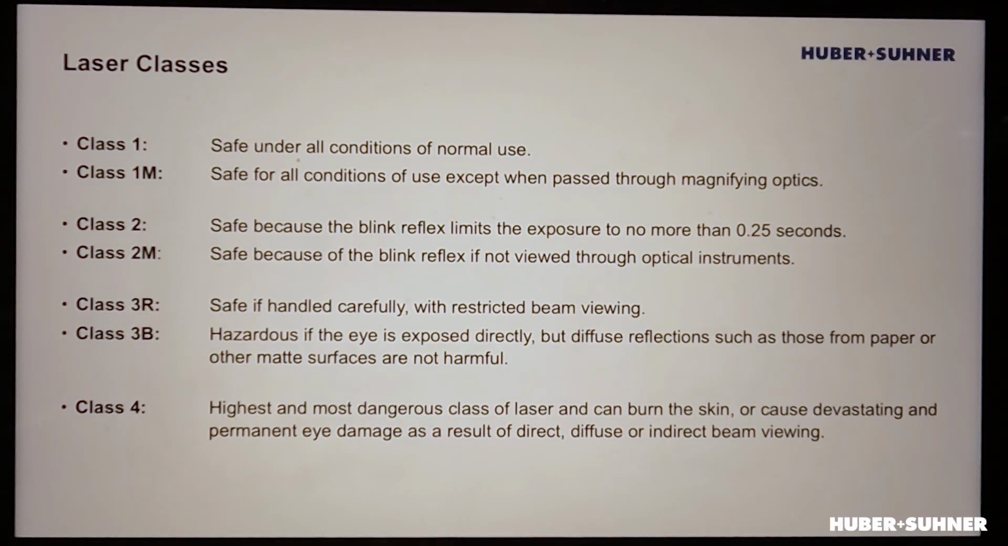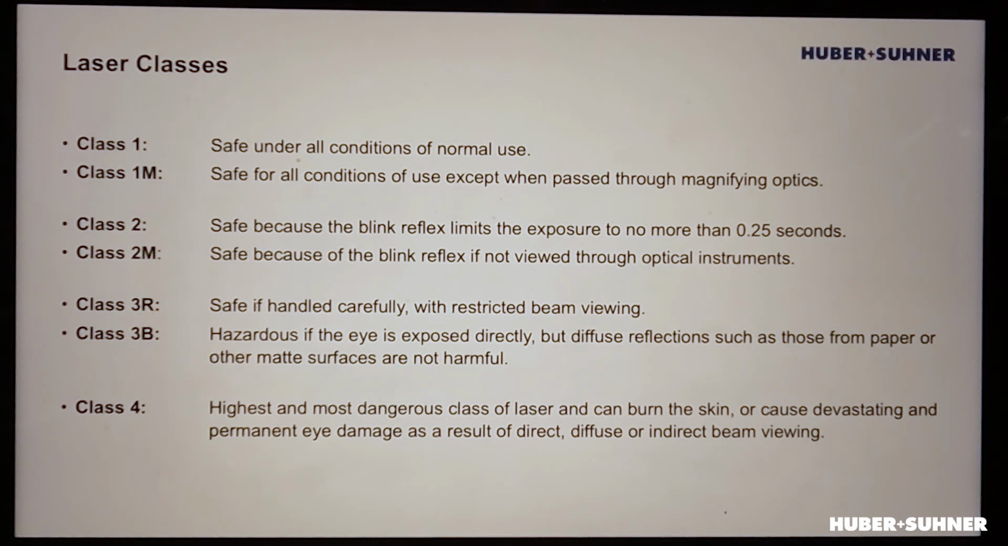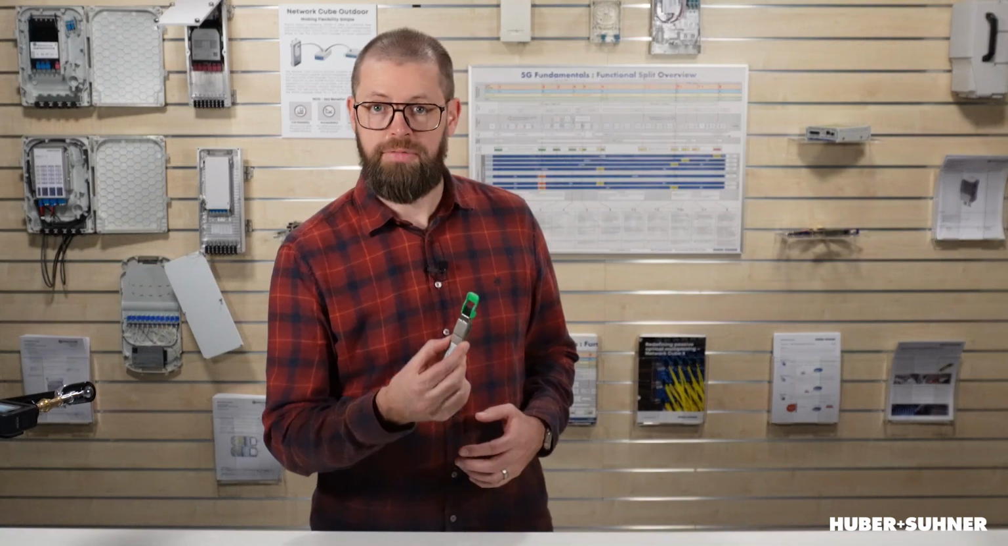Now, the lasers themselves, we've got different classifications. Basically, you can say that classes 1 and 2 are relatively safe unless being used in conjunction with optical instruments. However, classes 3 and 4 are the classes that can very easily leave permanent damage to the retina, and class 4 even to the skin itself. Now, the good thing is that the transceivers that we're using in our optical networks have class 1 lasers.